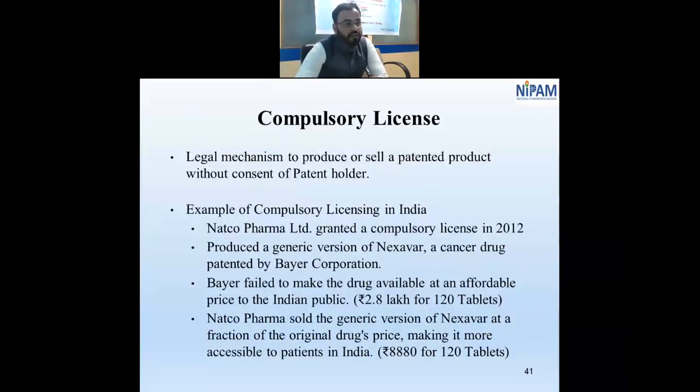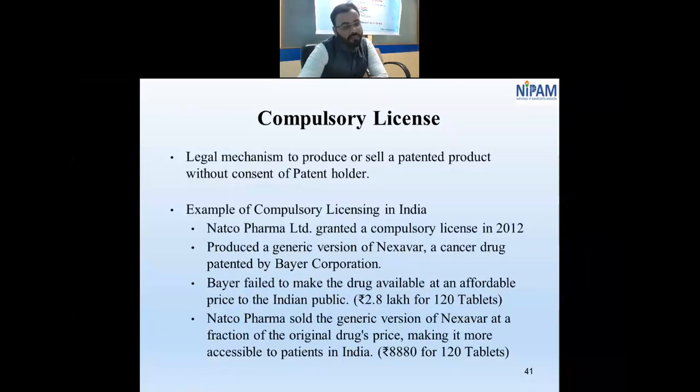There is another term called compulsory license, which we often come across now and then, especially after Corona and all those medicines which were developed later on. Compulsory license.